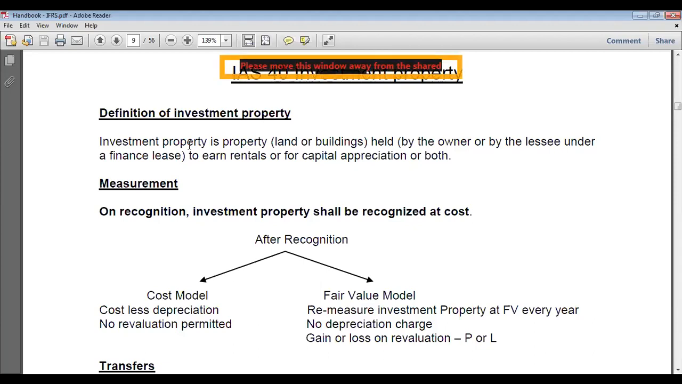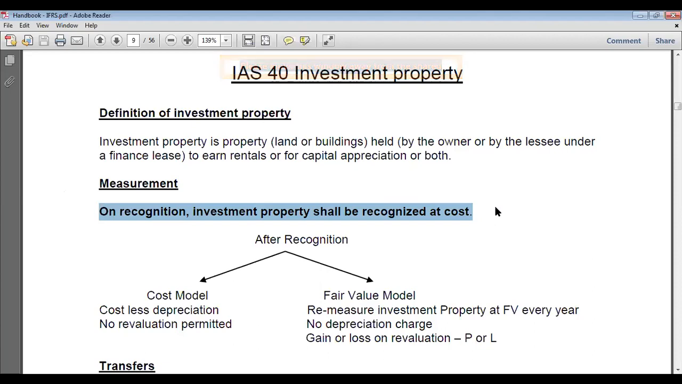Third one, we need to see the initial recognition. As we discussed, at the time of initial recognition, investment property shall be recognized at cost. So this is a very similar standard to IAS 16. No difference. See, in asset related standards, there is no difference in recognition criteria, no difference in initial measurement. So all the assets are initially recognized at cost only.